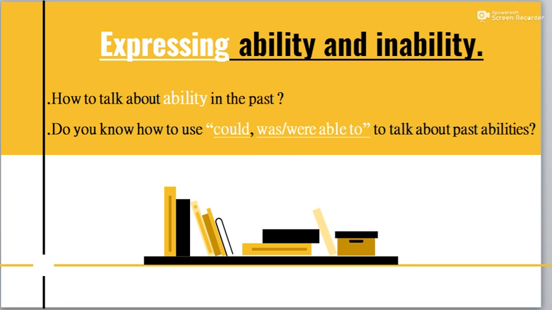In this video, we're gonna talk about and discuss how to express ability and inability in the past. How to talk about ability in the past? Do you know how to use could, was, or were able to talk about past abilities?